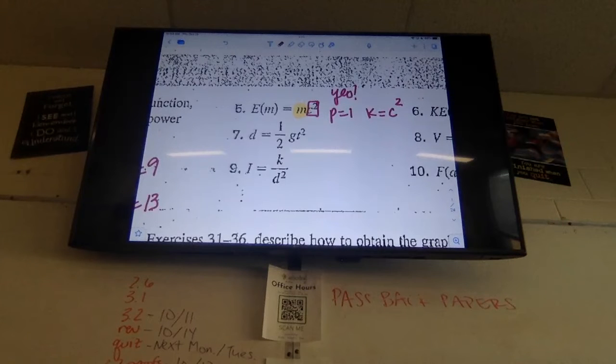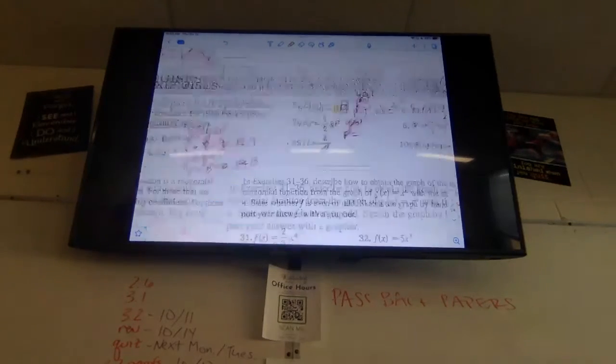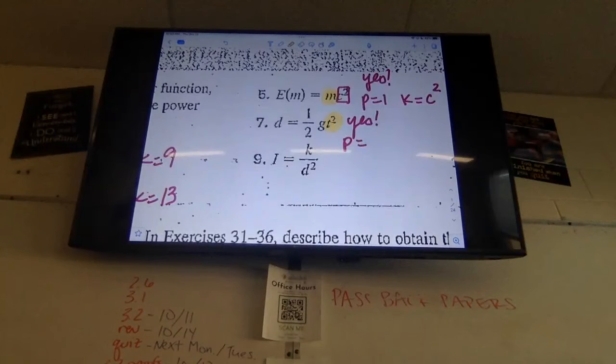Similarly, what about number 7? Yes or no? Yeah. What's the power here? Which one's the variable that I care about? G's a constant. So it's T. What's my power? 2. Good. What's my constant? 1/2 and G, both of them together.